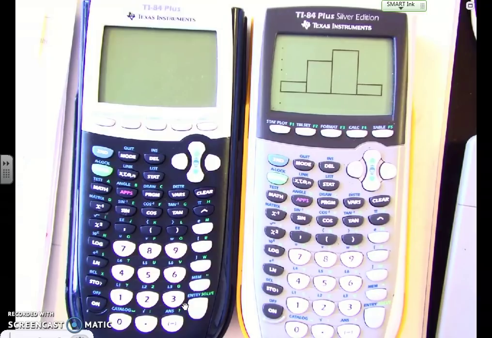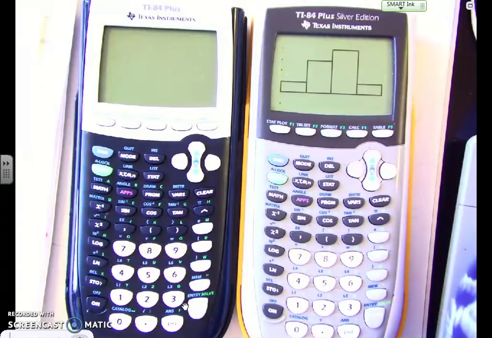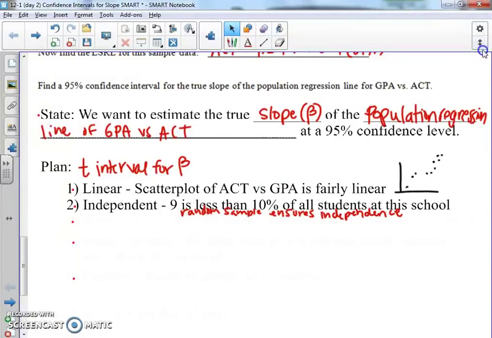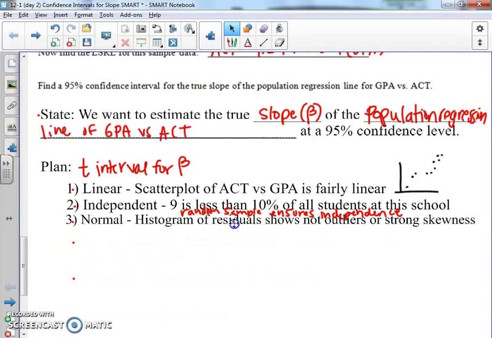So to me, that looks pretty normal. I mean, it's got a slight skew, but there's no outliers. It looks pretty darn good to me. So what I'm going to do is come over here, and I'm going to say normal, the histogram of the residuals, showing that I mentioned what type of graph I looked at, shows no outliers or strong skewness.